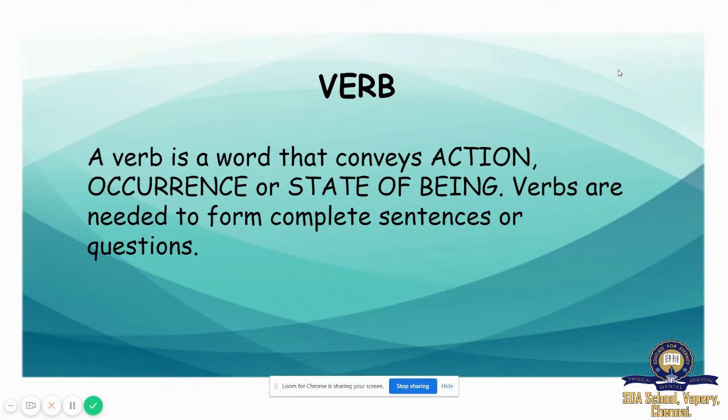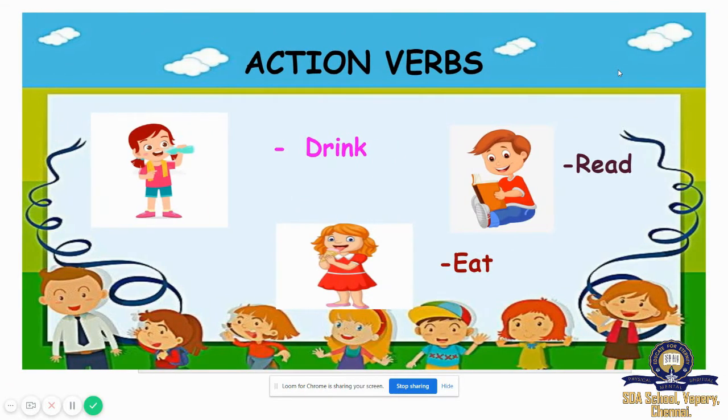So, what is a verb? A verb is a word that conveys action, occurrence, or state of being. Verbs are needed to form complete sentences or questions. Then, what is an action verb? Yes, it describes something that a person, animal, thing, or force of nature can do. Yes, very good. So, what is an action verb? It describes something that a person, animal, thing, or force of nature can do.